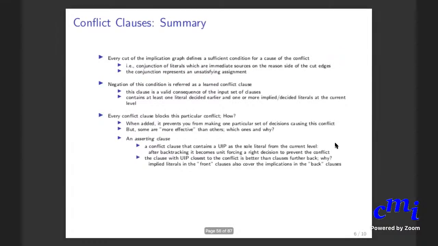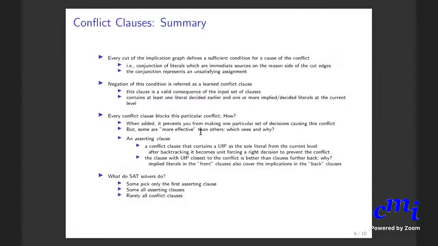This is just a summary. As I said, what do SAT solvers do? I hope it's clear. It's important that you understand the notion of an asserting clause. I've already defined it here. It's one that contains a UIP. What is the advantage of picking the one which contains a UIP? Anybody?